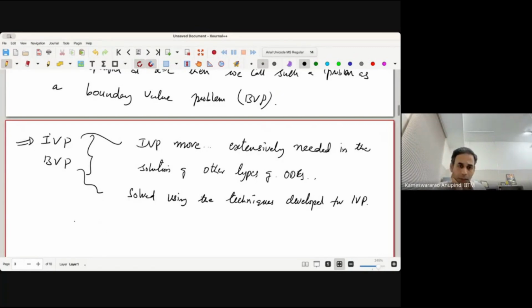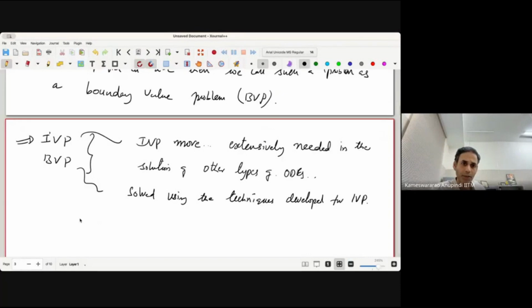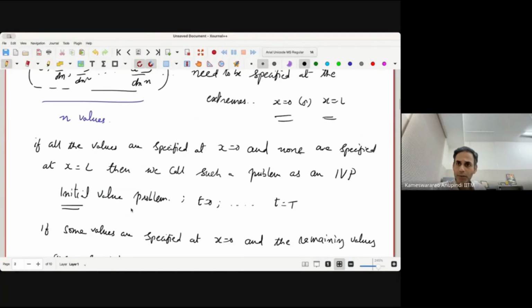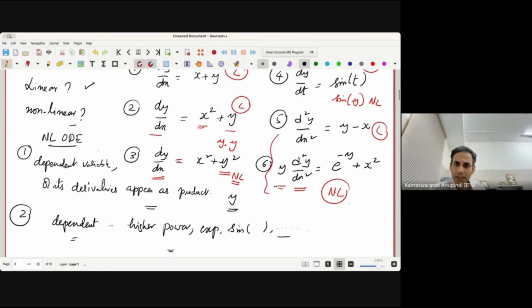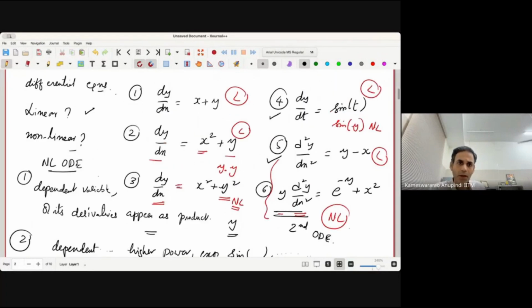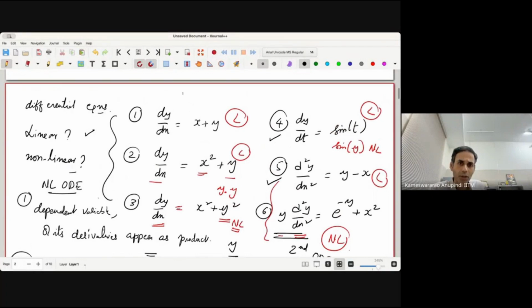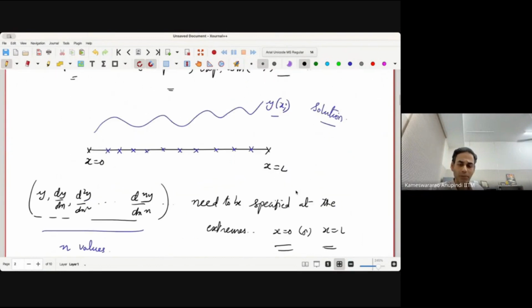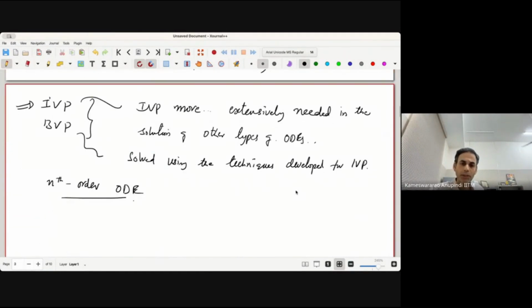Now, coming to the differential equation, we said we are dealing with an nth order ordinary differential equation. So if we go back to our examples, this is a second order ODE, and so is this one, and this is a first order ODE, and all these are first order ODEs, because the highest order that appears is only dy dx or dy dt. These are all second order ODEs and so on. Similarly, you can have many other higher order ODEs.